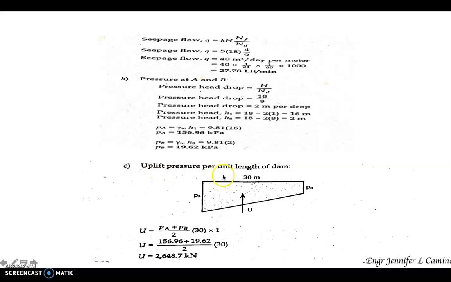Then the last one, uplift force per unit length of the dam. So you consider this pressure diagram, so that is PA and PB. This is in trapezoidal form, get the area of this, so that would be PA plus PB, the result here divided by 2 times this width times 1, because you consider a per unit length of the dam. You simplify this one, and you get now your uplift force, which is equivalent to 2,648.7 kilonewtons. So that ends our discussion for module 5, permeability.